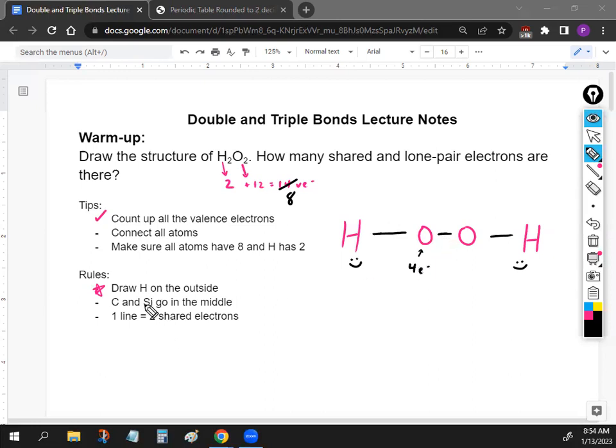Okay, but if you guys remember, everybody wants to have 8. So we have to add electrons to this atom until it gets to 8. If we have 4, we have to add 4 more: 1, 2, 3, 4. And now this one is happy. We used 4, so we have 4 left. And then you guys kind of get the drill. We put 4 more here, and then we're good. Now everybody is happy. So this right here is the structure for H2O2.